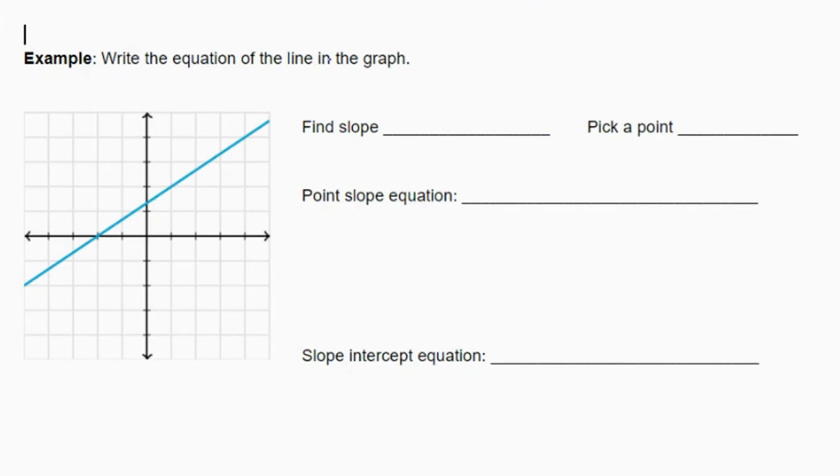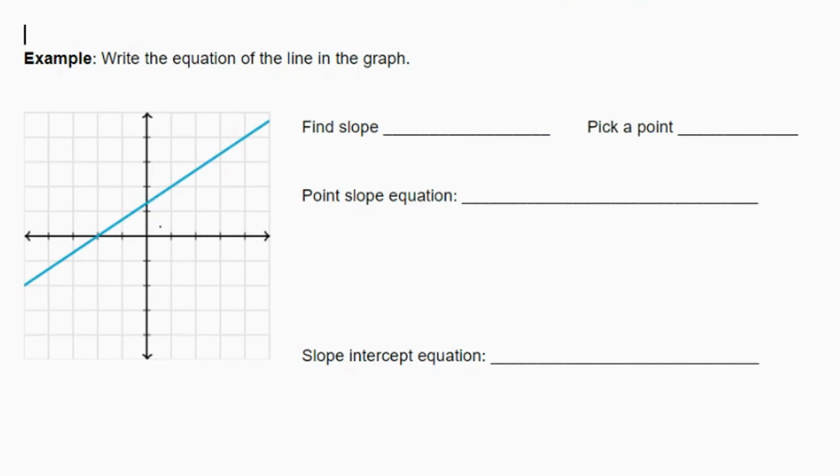It says write the equation of the line in the graph. So here is my graph of my line. Here my y-intercept is not very clear. You can see it's just in between these 2 hash marks. So I can't identify my y-intercept. So I'm going to have to use my point slope equation to do this problem.